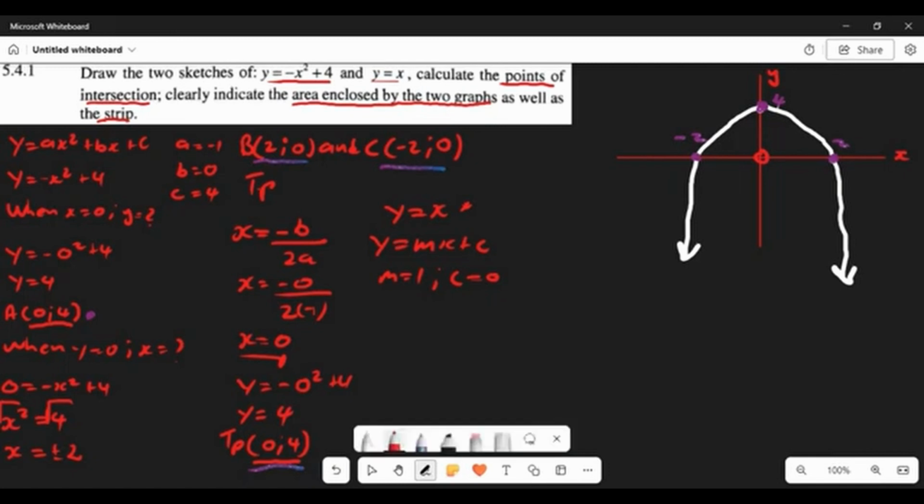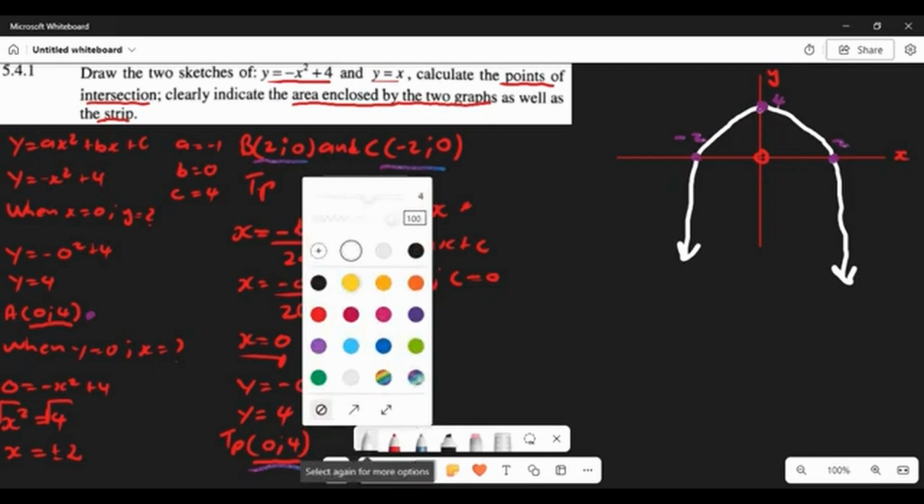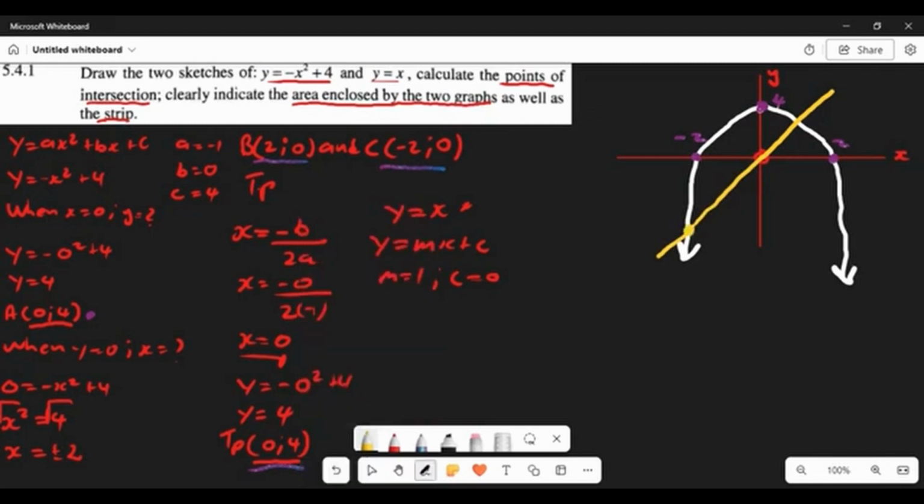So let me also use a different color for this one here. Let me just try maybe yellow. Let's use yellow. All right, so our graph is gonna look like this. It's gonna pass at the origin. There we go. And then it's also gonna continue like that. Remember, this is a straight line graph. So this graph here is gonna intercept the parabola there on those points. Let me just highlight with red color. It's gonna intercept the parabola there.